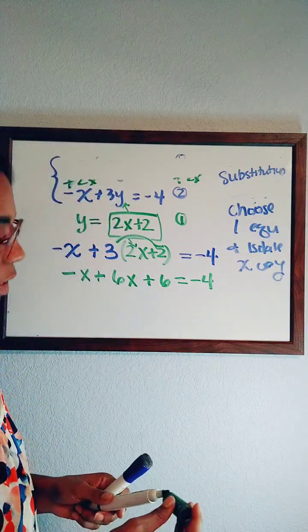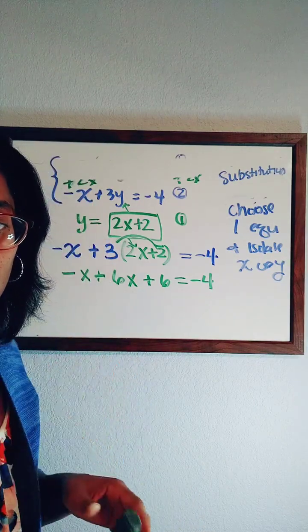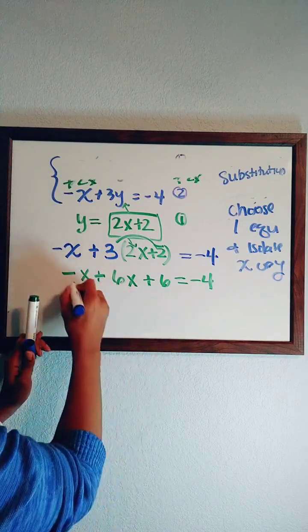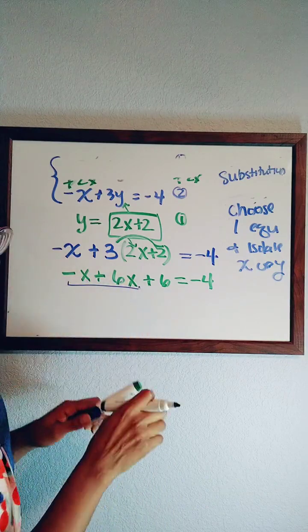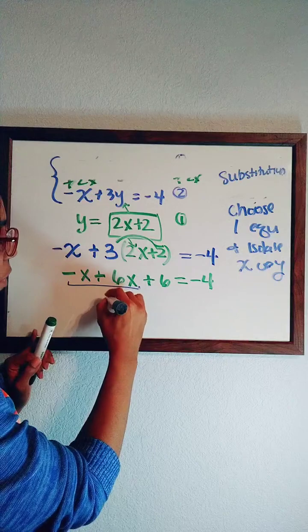Yes, negative x plus 6x. Very good. Thank you. Perfect. Combine like terms. So I have my x's I need to combine. What does that simplify down to? 5x plus 6. Very good.